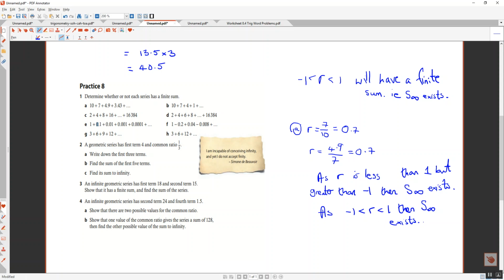You just say it's finite. You could say it has a finite sum. So easy to get. You need to have a little bit of a blurb.